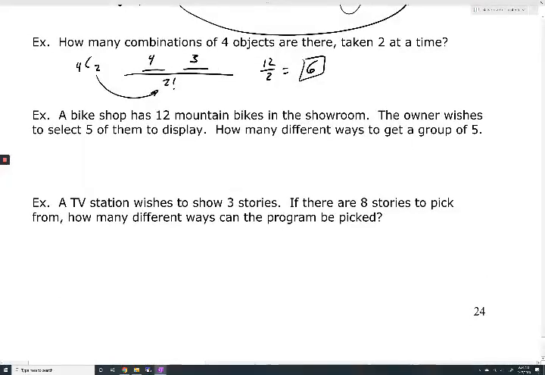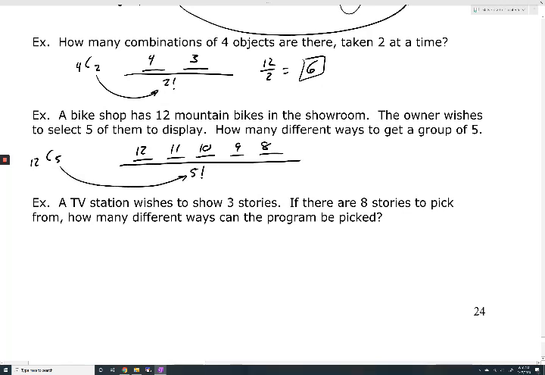A mountain bike shop has 12 bikes in the showroom. The owner wishes to display 5 of them. So 1, 2, 3, 4, 5. And this would be 12C5. So 12, 11, 10, 9, 8. That would be my permutation. I'm now dividing by 5 factorial. It's 5 because that's the number of things I'm picking. And that's 792.